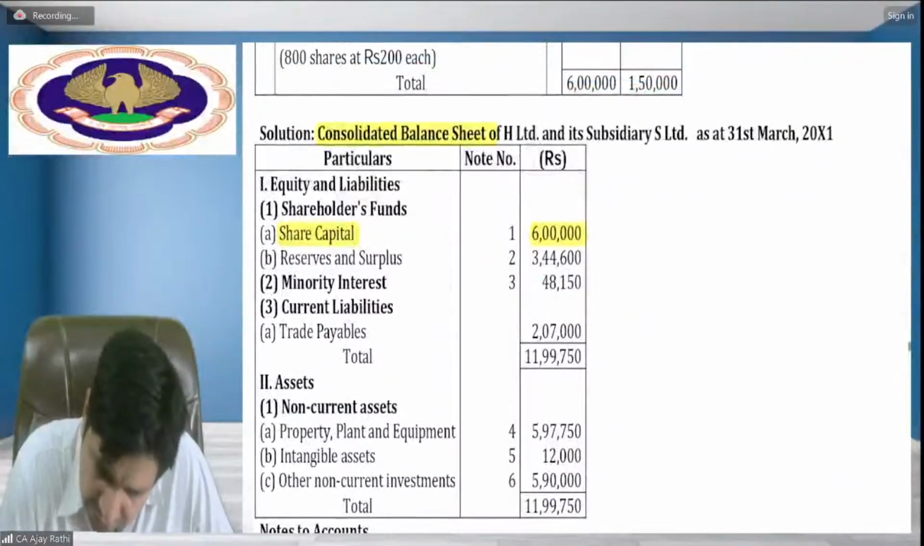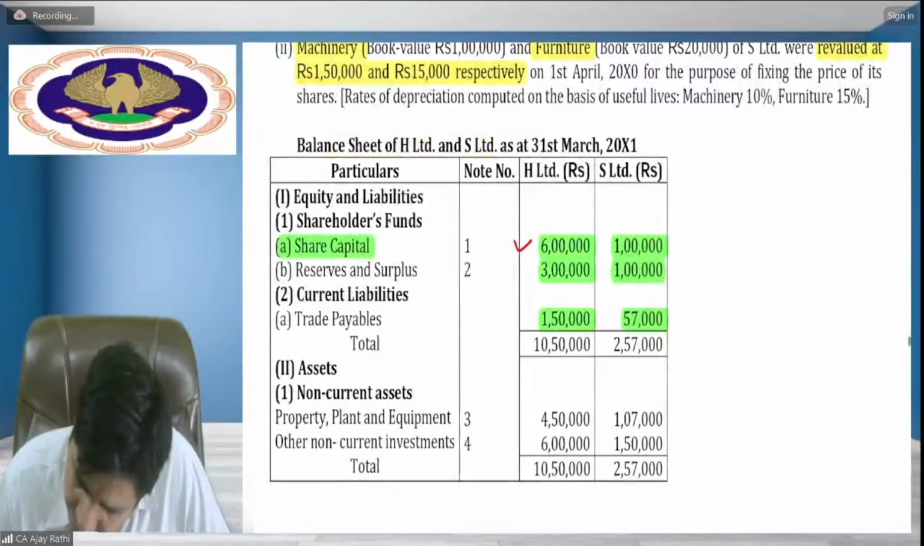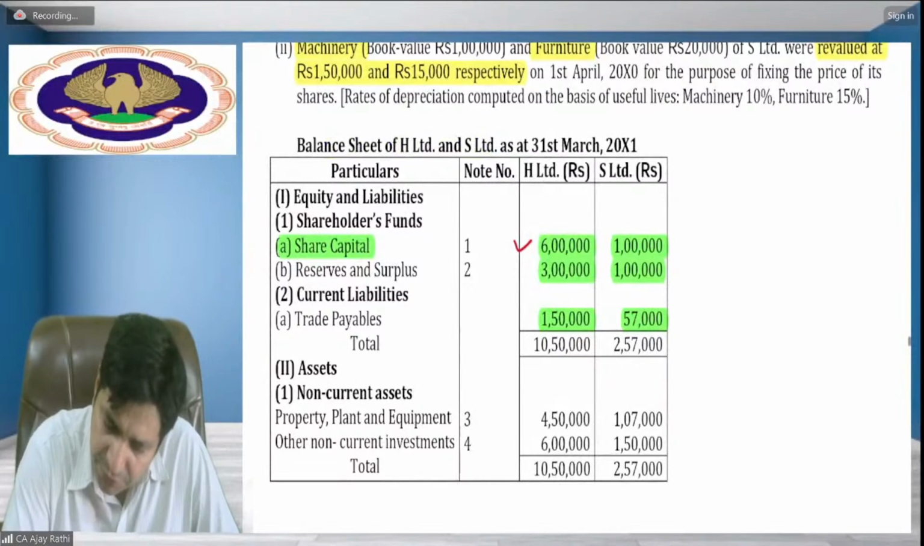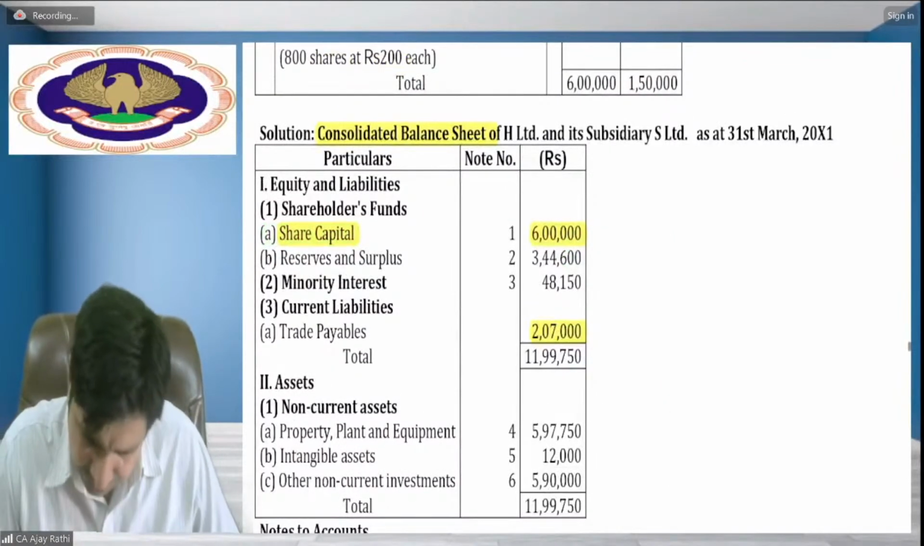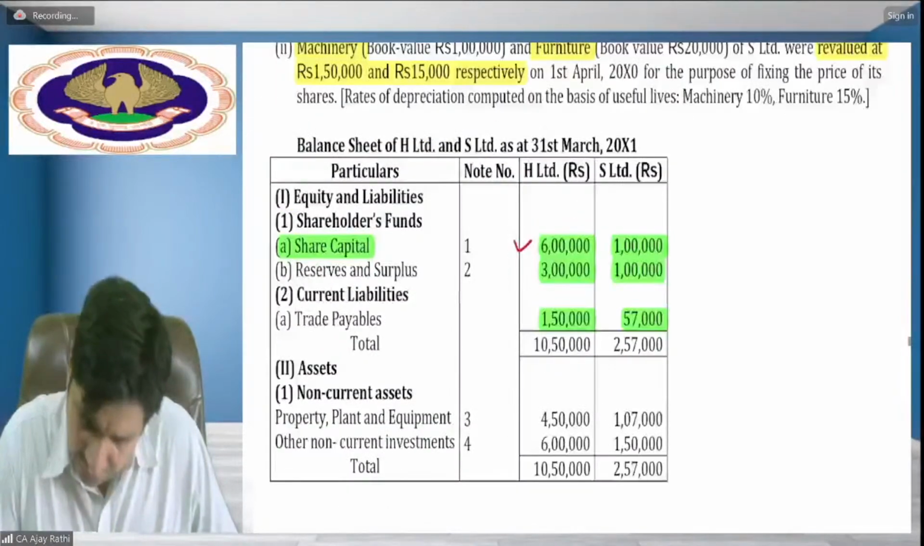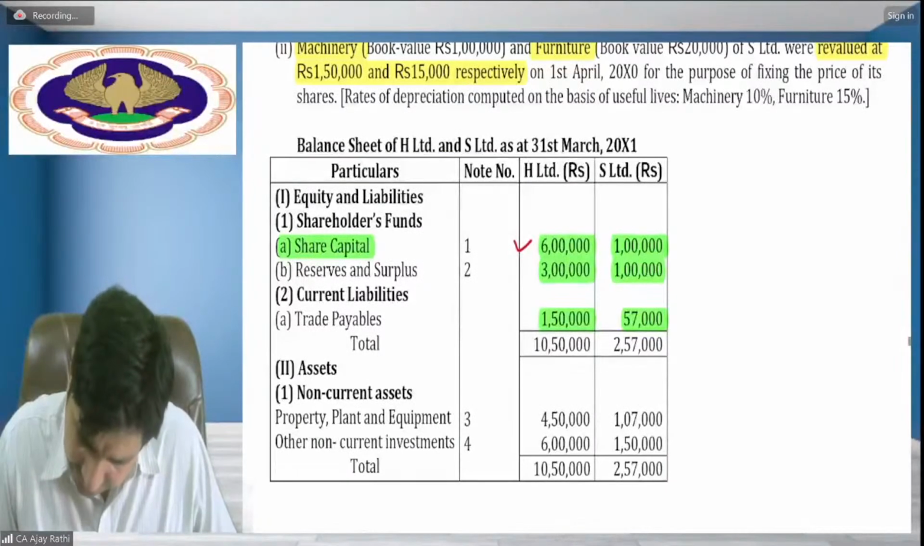How much amount is there? That becomes 2,07,000 because 1,50,000 plus 57,000 becomes 2,07,000. Now, what about the rest? Asset side, that is how much? Property, plant and equipment.